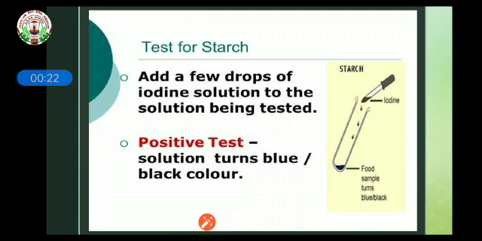Okay, for testing the starch, first of all, we have to take one food sample and put it in a test tube. Then add a few drops of diluted iodine solution, and after a few minutes you will find that it turns blue or blackish in color, which shows the presence of starch in a food.